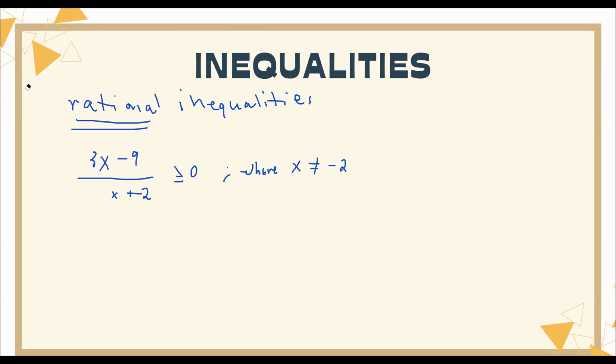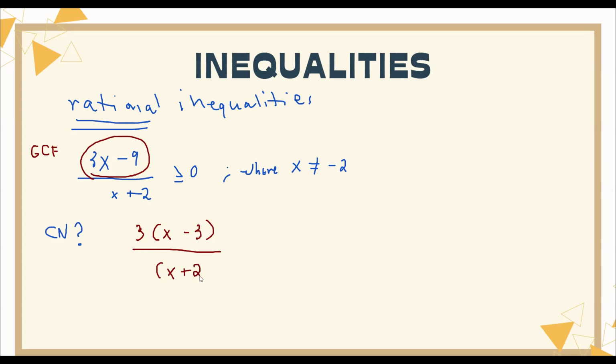Opo. So same thing here, we just factor it out and then we get the critical numbers. So in this equation, what are the critical numbers of the inequality? For the top half, we just do method 1, which is GCF, divide both by 3. We get 3 times (x minus 3). And then the bottom half is already simplified. Factored na siya, naka-prime na siya, is greater than or equal to 0.